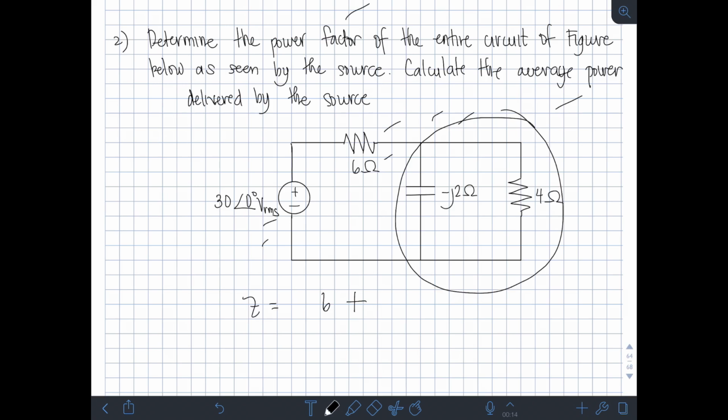So, anong formula doon kapag meron tayong dalawang parallel component? Yung product nung impedance nila over yung sum nung impedance. So, therefore, we have negative j2 times 4 over negative j2 plus 4. So, using calculator, equal to saan? So, 6.8 minus j1.6 ohm.